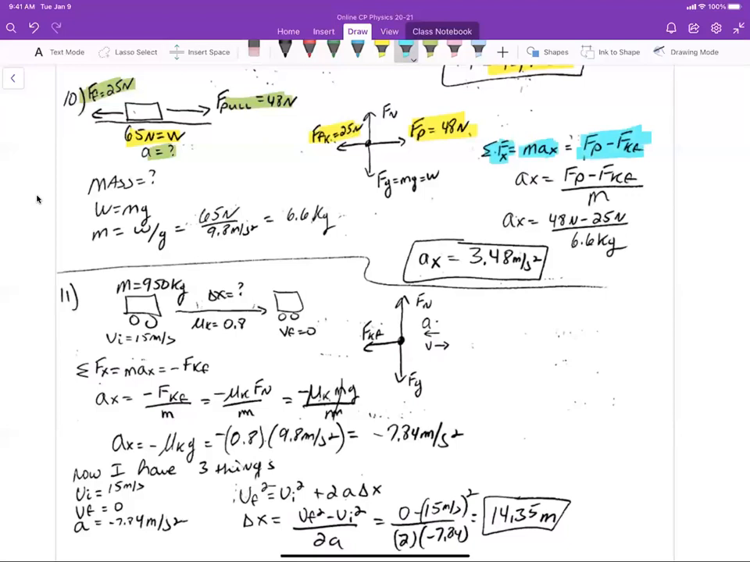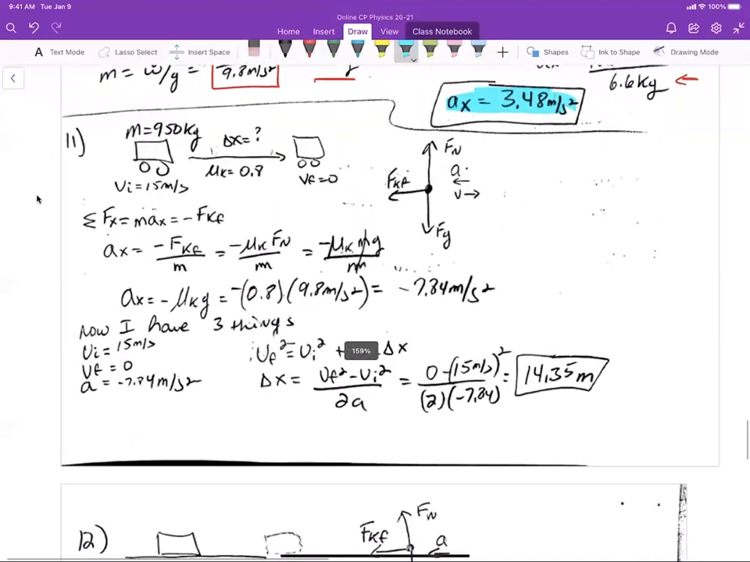The tricky part of this problem is we were not given the mass. We were given the weight of the object, so we needed to remember what the equation of weight is. The weight of an object is equal to its mass times acceleration due to gravity, and we're assuming we're on Earth, so that value is 9.8. So we had to calculate its mass to be 6.6 kilograms, and that is where this 6.6 kilograms is located, and we then have the correct answer of 3.48 meters per second squared. Be careful to make sure you understand what's being given.